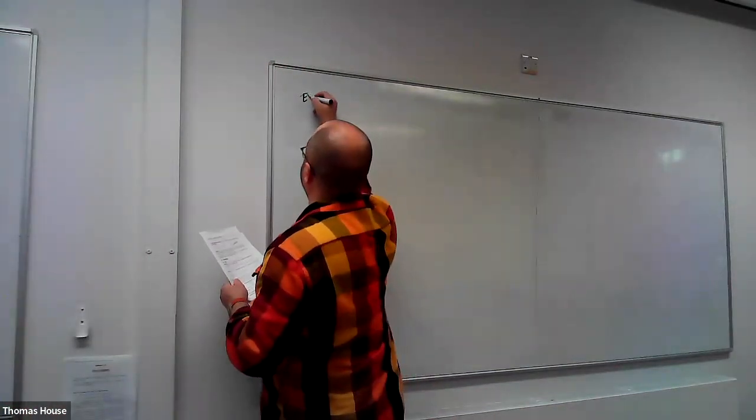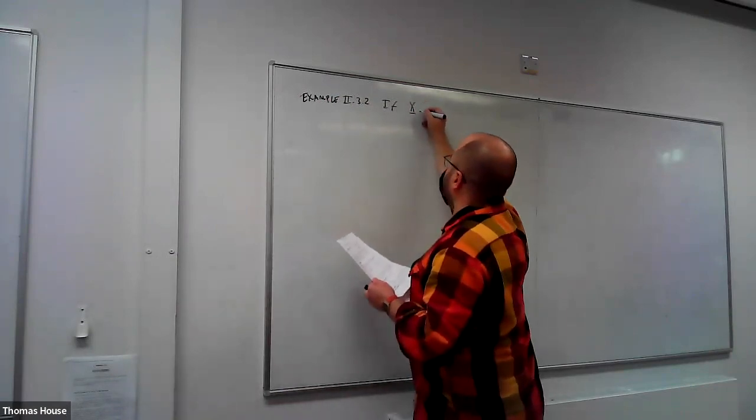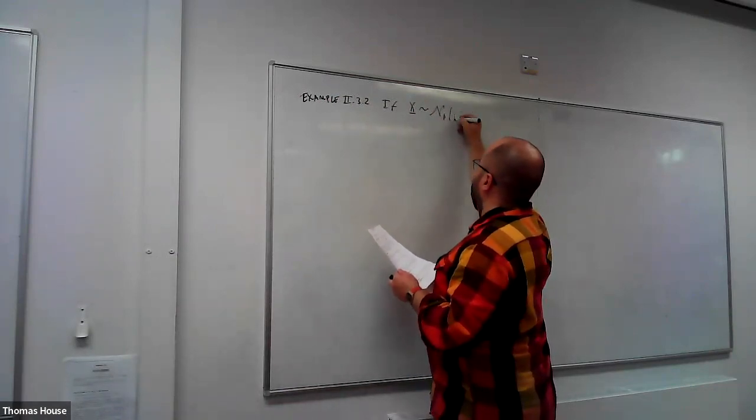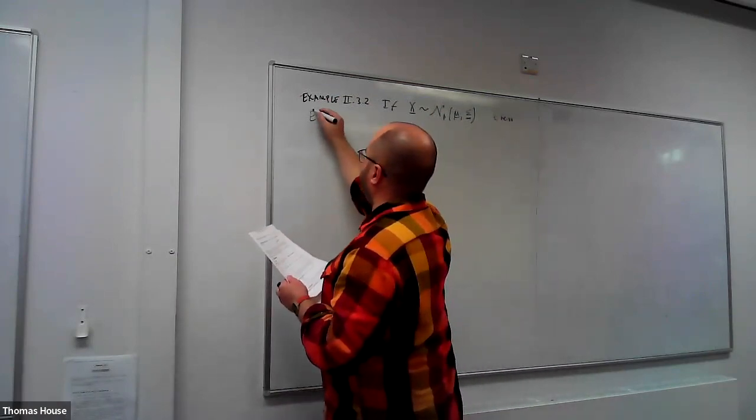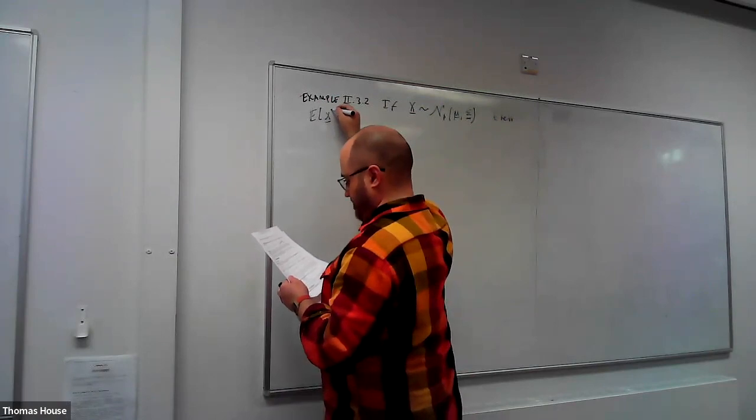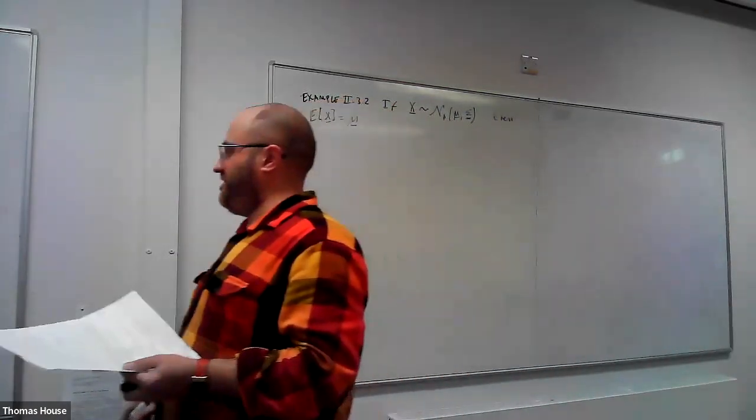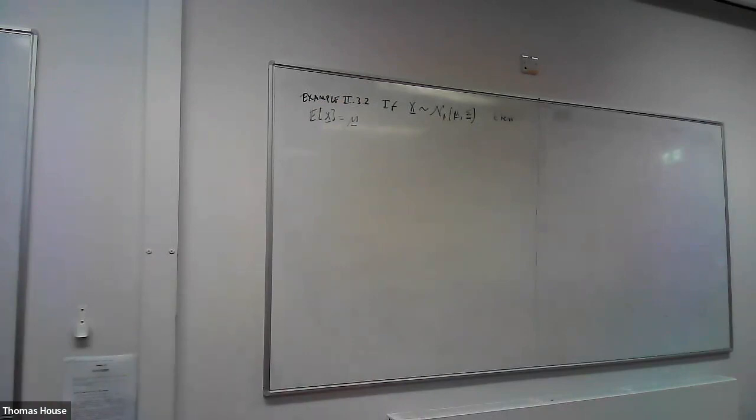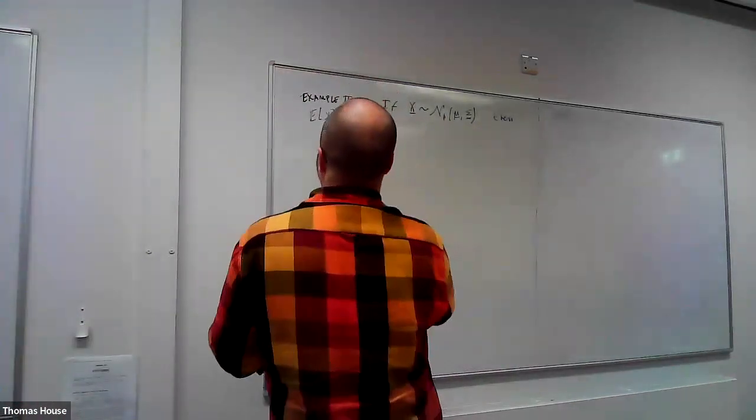So let's just give one quick example. If X is multivariate normal, then the expected value of X is mu. So where does that example sit here? I think it's here. Everything's vector. Vector G, vector mu.